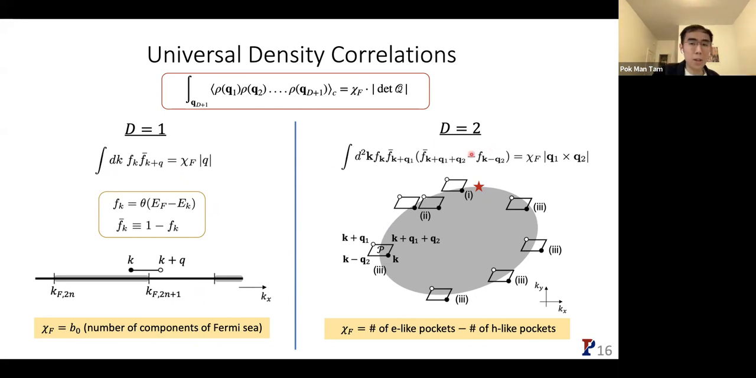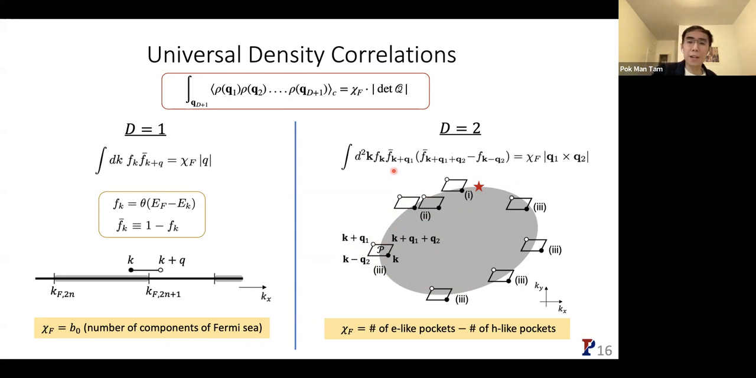For d equals 2, there will be a similar argument. I wouldn't bother you with the details, but the main idea is as follows. You can turn this integral into, again, this product of Fermi-Dirac distribution functions. Some of them are f, some of them are f bar. In 1D, I can represent the integrand as a line interval. In d equals 2, I can represent the integrand as a parallelogram, which I depicted here. Okay, so this gray disk corresponds to the Fermi sea. And this parallelogram corresponds to the integrand, which I will use to evaluate the density correlations.